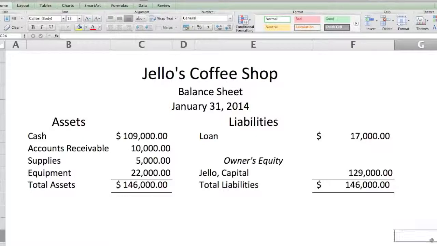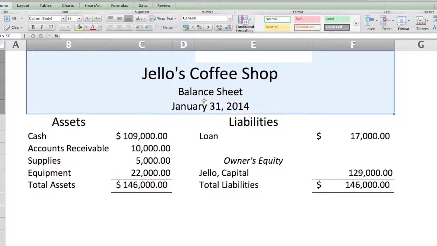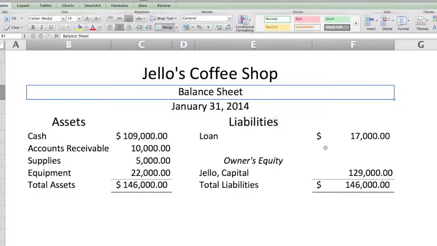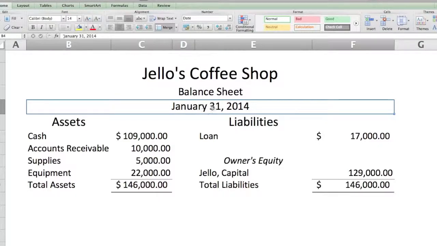Now let's refer back to the balance sheet, guys. So this is the first thing you'll need to do. You need to have the 3-line header. The first is the who, Jello's Coffee Shop, of course. The second line is the what. In this case, it's the balance sheet. And the third line is the when, January 31st, 2014.